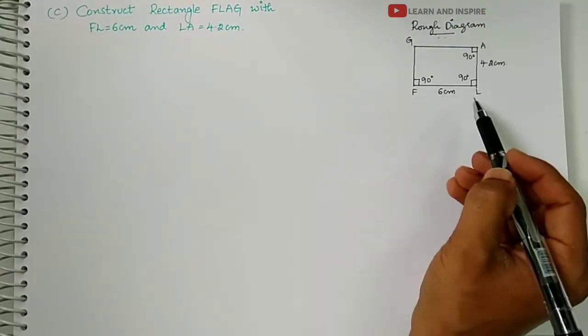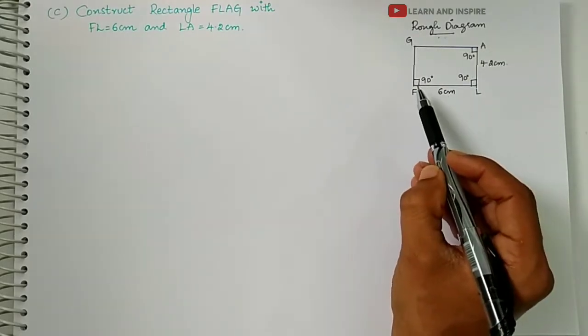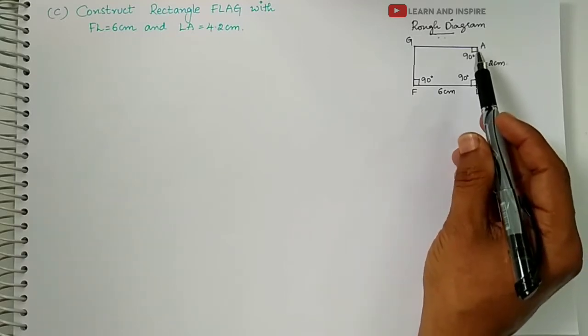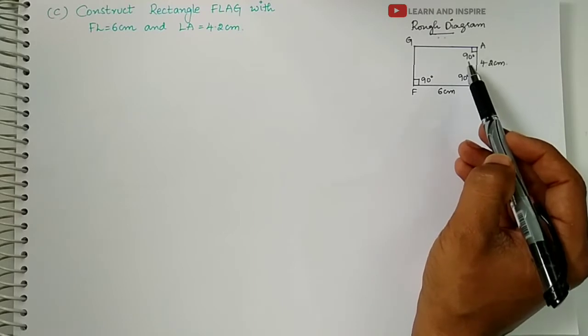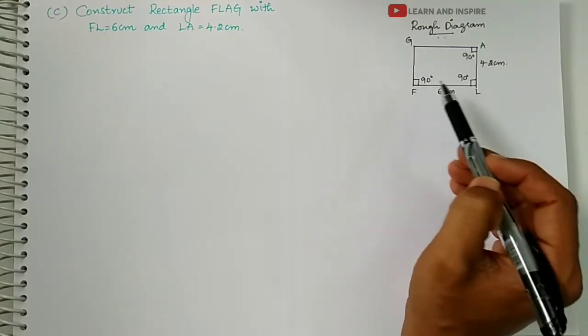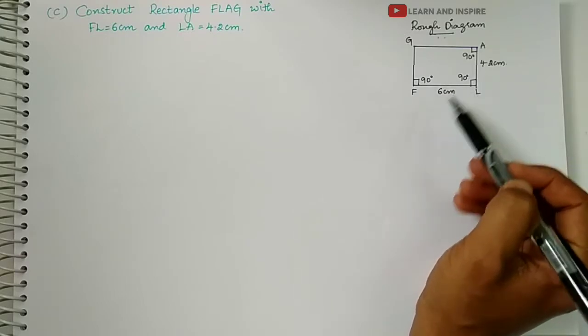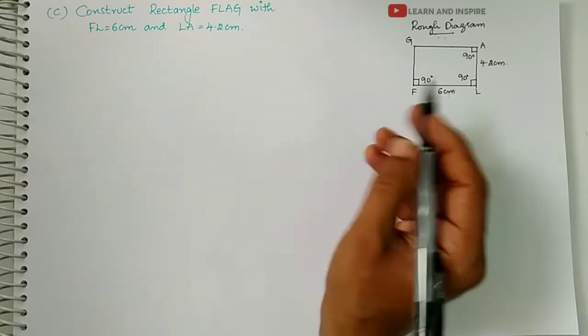Rough diagram, FLAG. FL is equal to 6 centimeters and angle F is equal to 90 degrees. Angle L is equal to 90 degrees, and LA is equal to 4.2. Angle A is equal to 90 degrees. All the 4 angles are equal to 90 degrees. Now here we have 2 sides and 3 angles. So from this we can construct a rectangle.